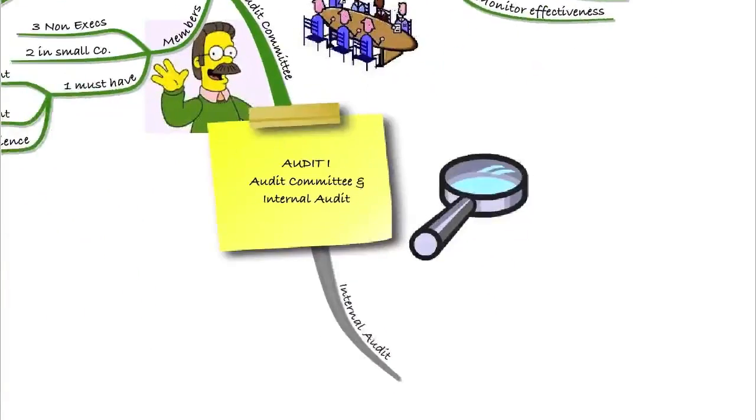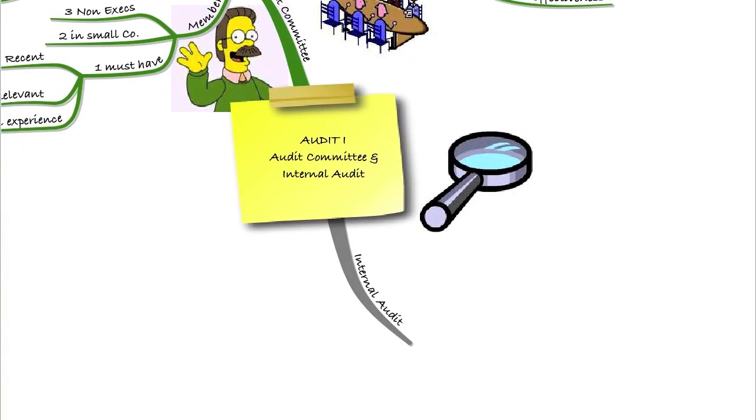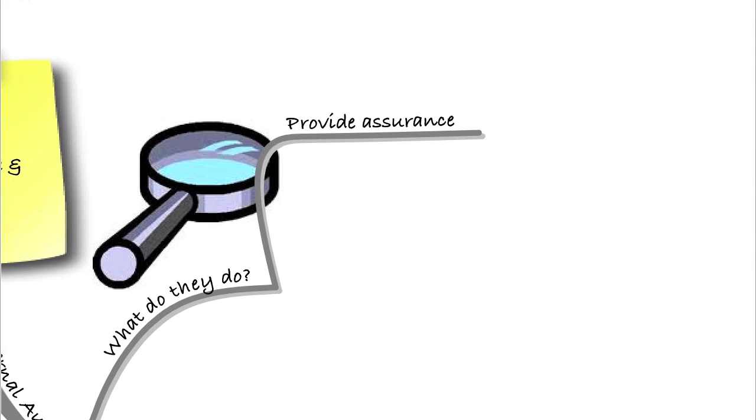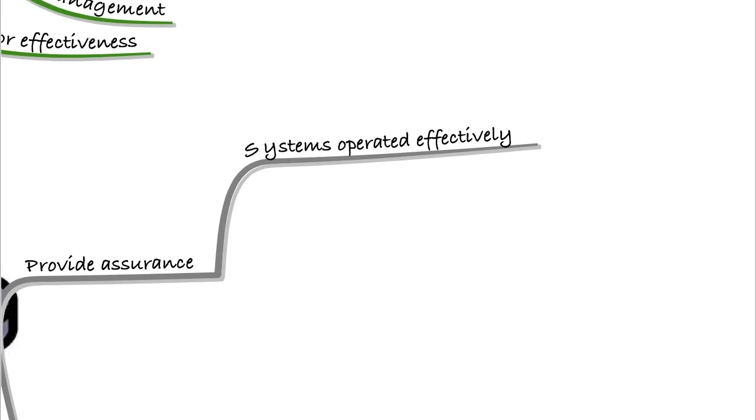So that's the audit committee and the relationship that they have with internal audit. But what is internal audit? Well, what internal audit actually do is still provide assurance. Just like external audit provide assurance to the shareholders that the accounts present a true and fair view, well, internal audit will also provide assurance. They'll provide assurance that the systems within the business are operated effectively. So they'll make sure that all of the systems are working properly. They'll go and do tests on the systems to make sure they're working as intended.